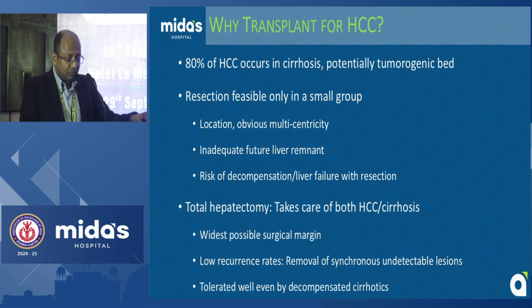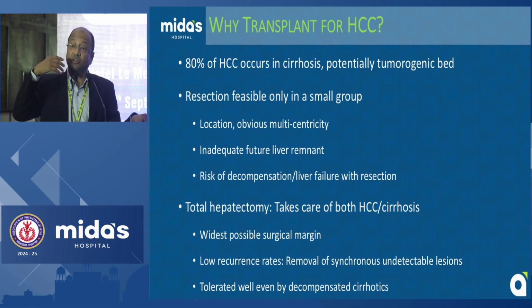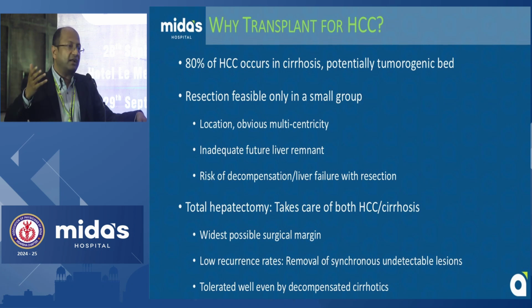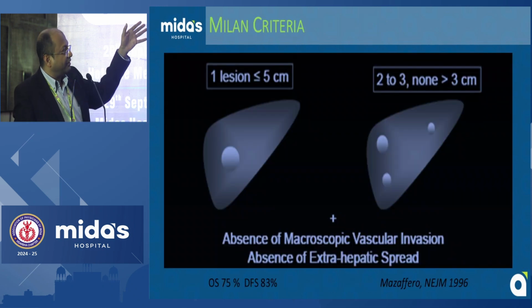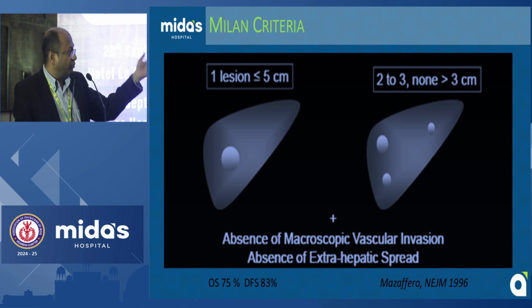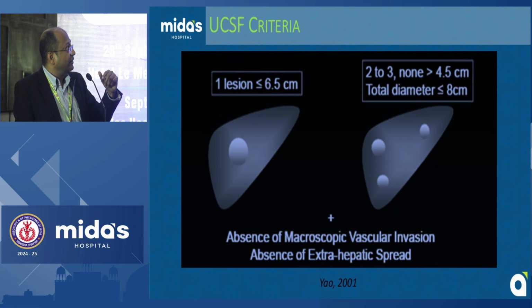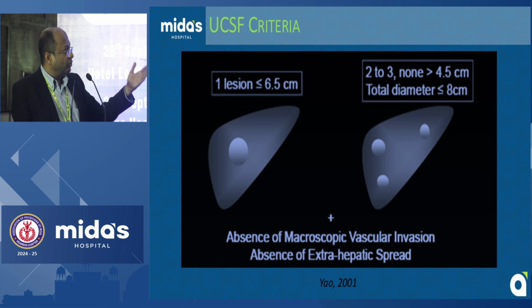Now, initially we started doing transplants, this was in the 60s, for all HCCs, and a lot of patients had recurrences. Then we realized that if you do it for small tumors or a limited number of tumors, we get great results. So this was the Milan criteria, where we started doing transplants for lesions up to 5 centimeters or limited tumors, and we got very good survival, almost 80%. Then it was modified to another criteria called the UCSF criteria, where the size was a little more liberal, and then also we got very good results.